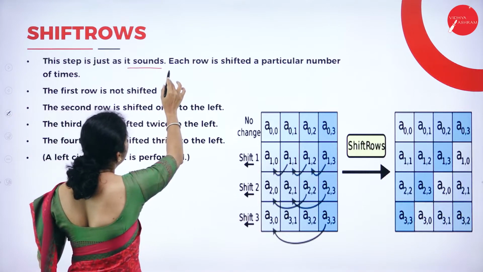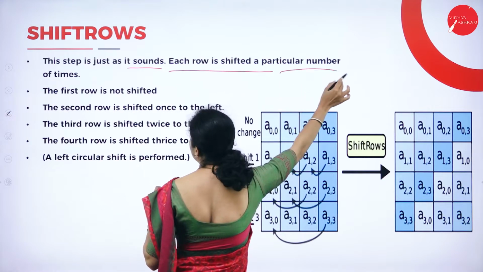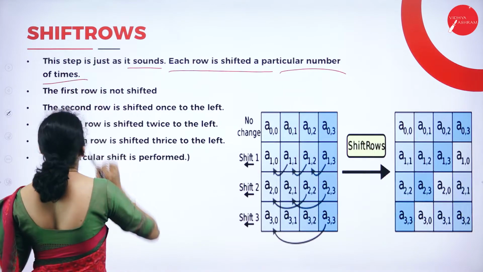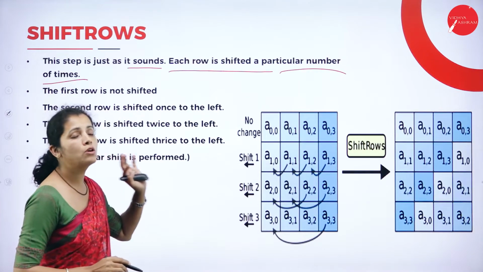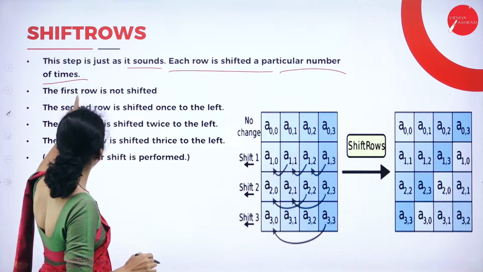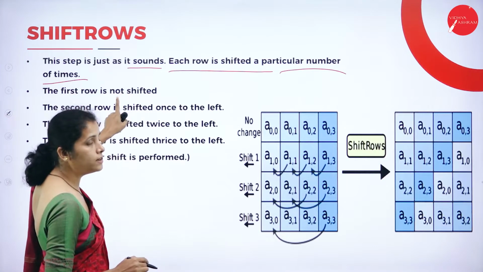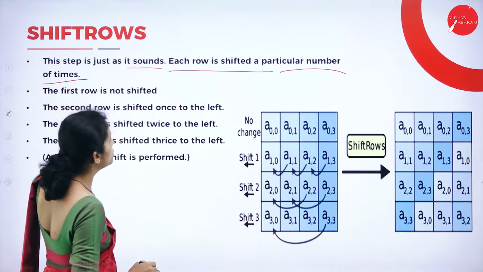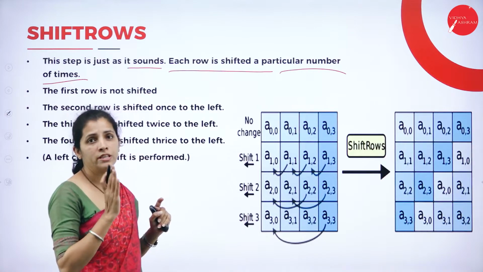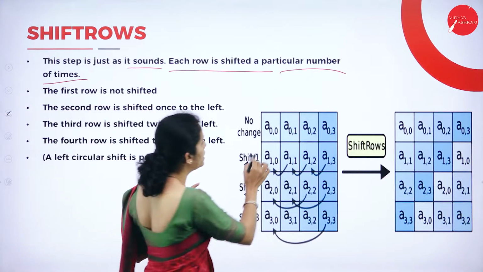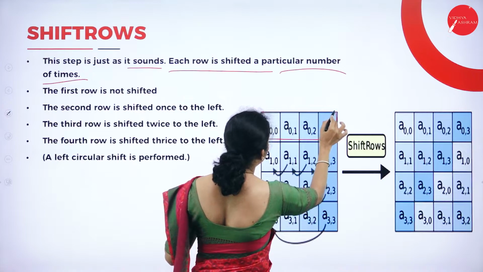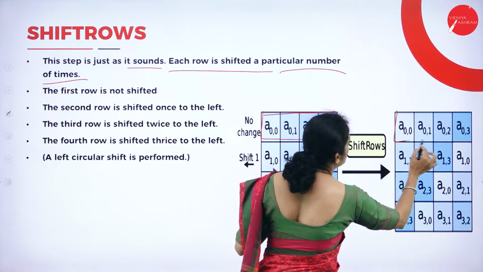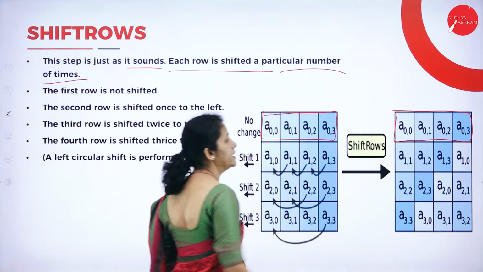So each row is shifted a particular number of times. And the first row is not shifted. First, dear student, please make a note here: during shift row, I'm not going to shift the first row. So I'm going to write this row as it is.